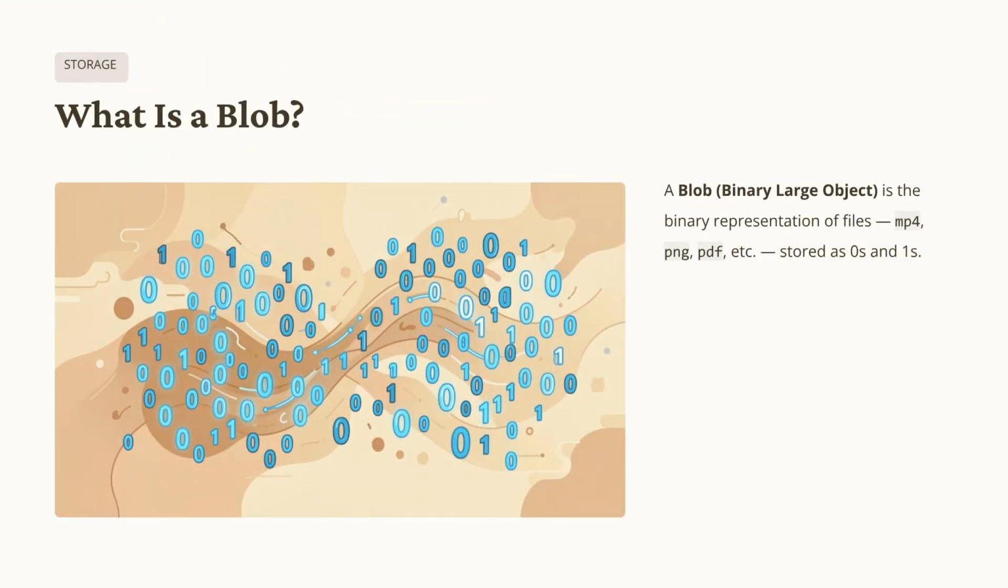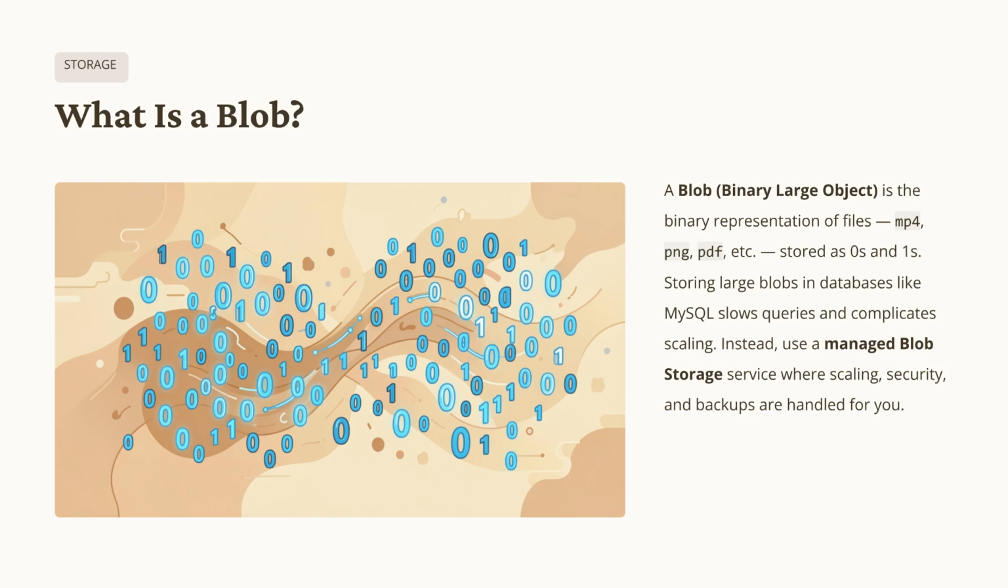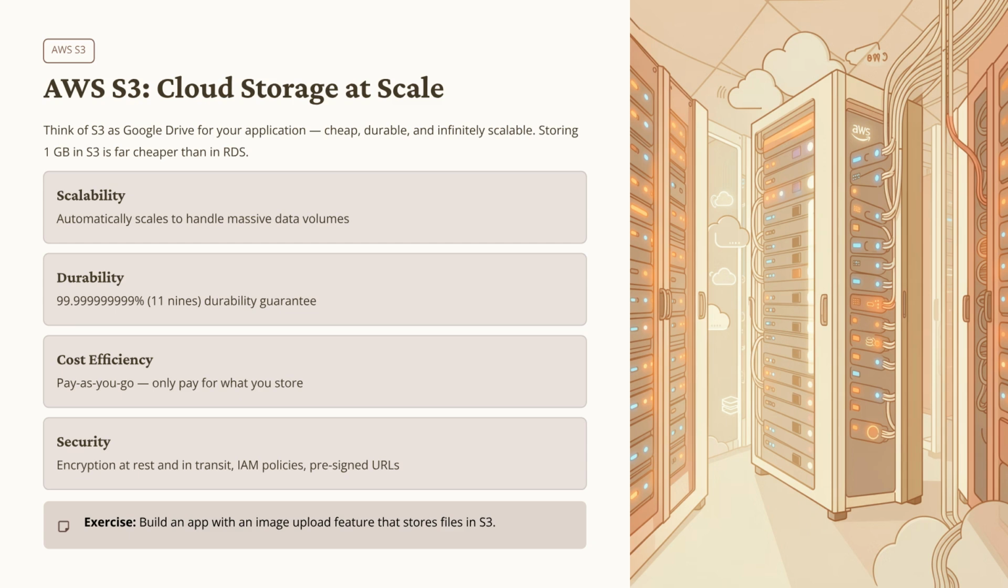A blob, or binary large object, is the binary representation of files like MP4s or PDFs, stored as zeros and ones. To avoid slowing queries and complicating scaling in databases like MySQL, use a managed blob storage service, which handles scaling, security, and backups. Examples include AWS S3 and Cloudflare R2.